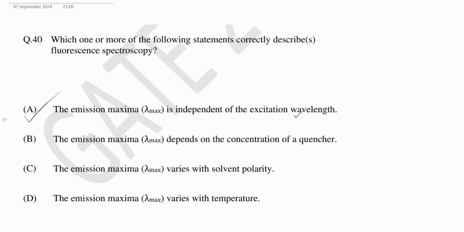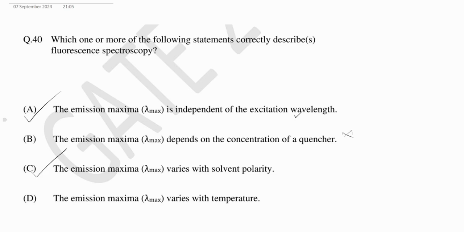So irrespective of the excitation wavelength, the emission maxima is reached. And the emission maxima depends on the concentration of the quencher? No, definitely not. The quencher only decreases the intensity. And the emission maxima varies with solvent polarity? Yes, that's mainly because of the interactions.